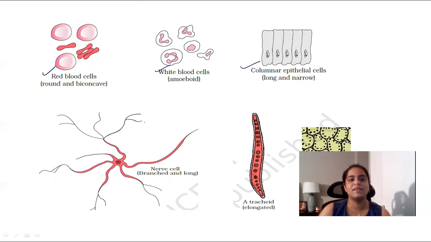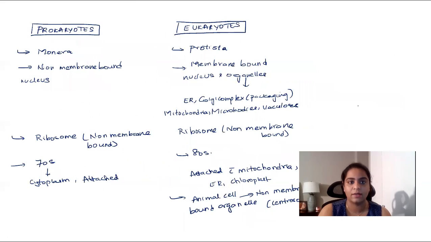These are different kinds of cells: RBCs, white blood cells, columnar epithelial cells, nerve cells, tracheids and mesophyll cells seen in the plants. These two are in the plants and the other four are in animals. You can see that the shape is very different. The structure is very different.